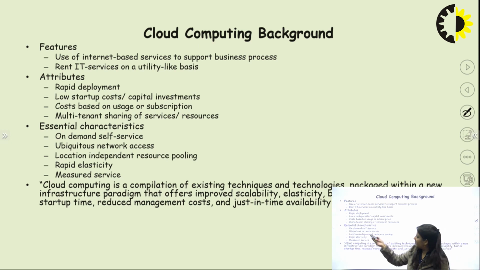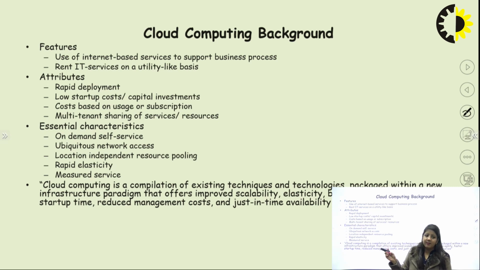We already understand them, but what is on-demand self-service? It means the cloud services are based on demand. Ubiquitous network access means there is broad network access; from any location we can access the cloud services. Location-independent resource pooling means all the resources are pooled into one pool, and those resources are location independent, so we can access them from any location.